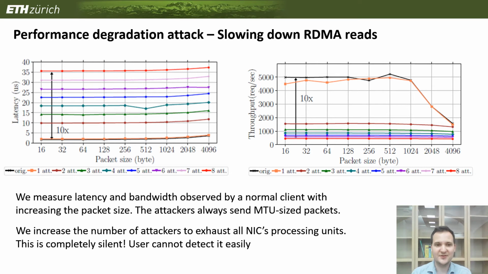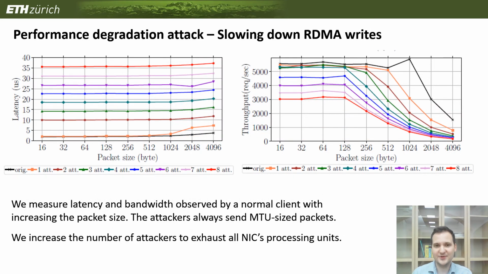So as you can see on the first graph on the left, when we had one attacker, then the latency measurement did not change a lot. However, when we increase the number of attackers, we could increase the latency of RDMA read by an order of magnitude. And this is quite severe for applications which are latency sensitive, like consensus protocol or transactions protocol. Also, we performed a similar experiment for the throughput, and as you can see, we managed to drop the throughput also by an order of magnitude.